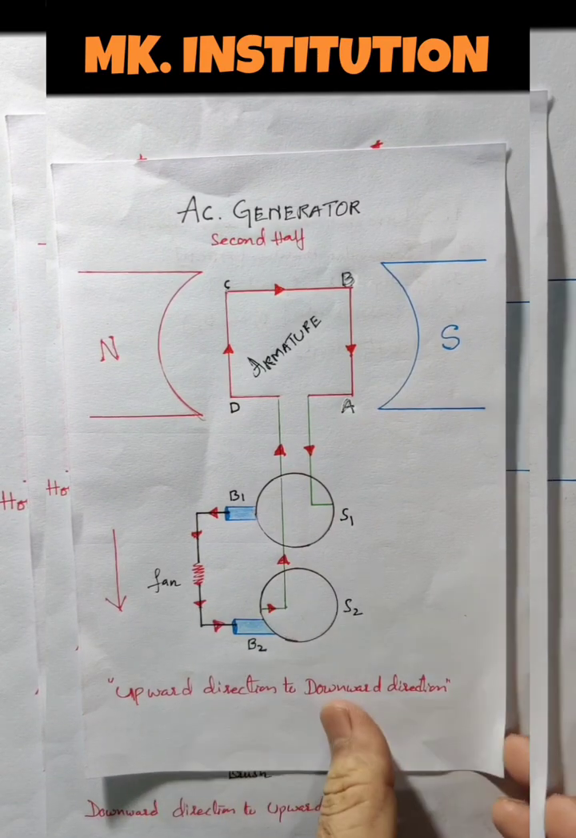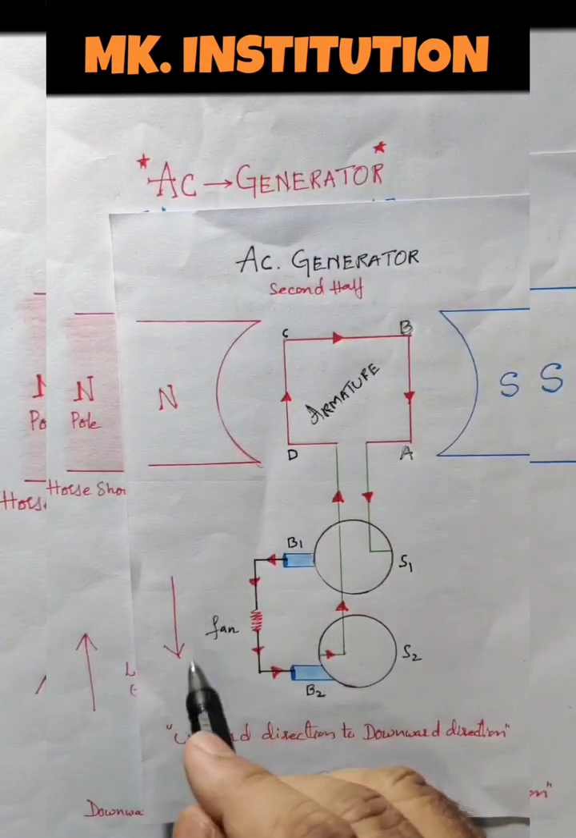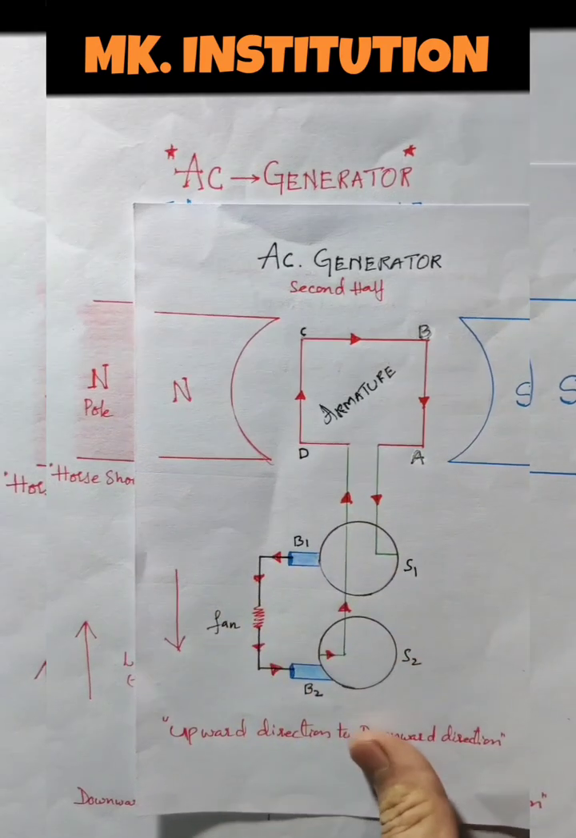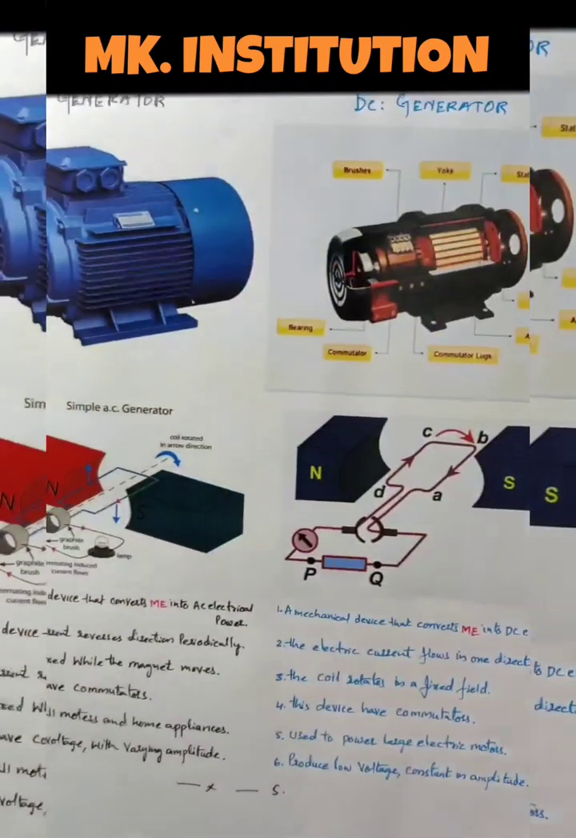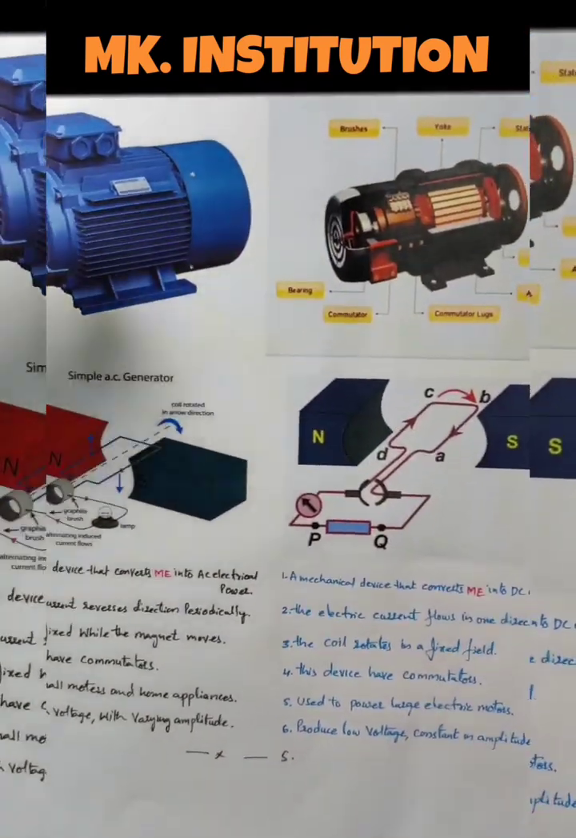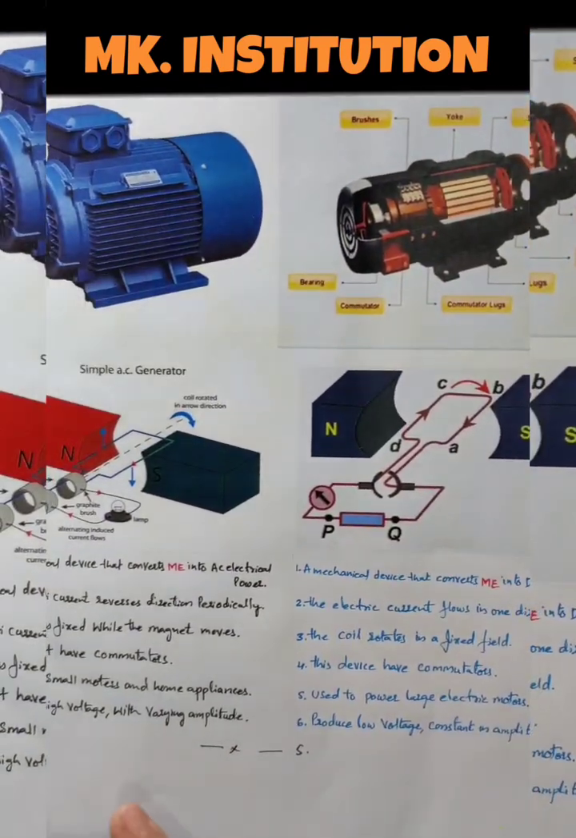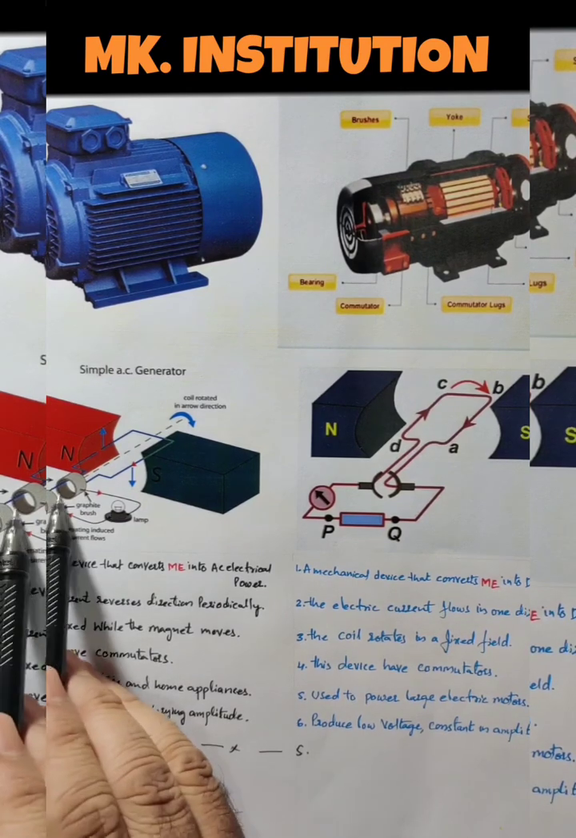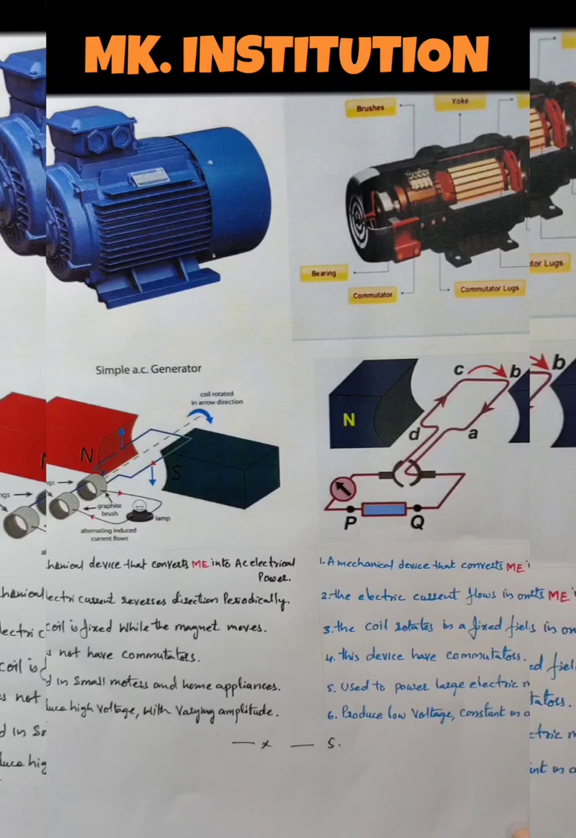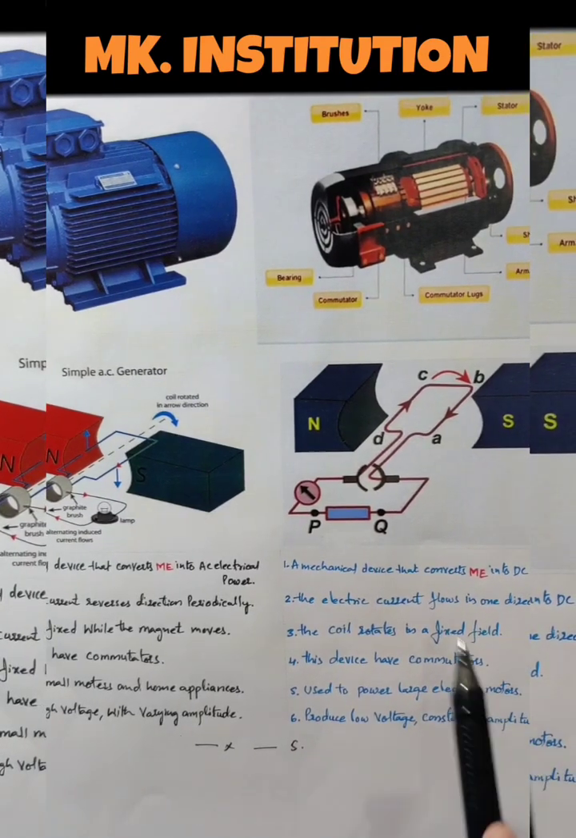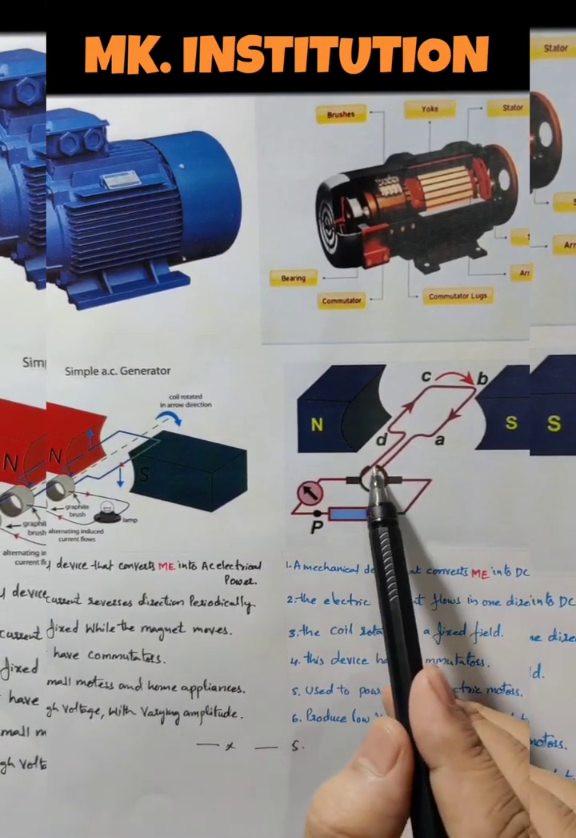Clear? This is understood, alternate here. That's the reason the name is given as alternate current generator, isn't it? So these some differences are there. The next one does not have the commutators. Here you can't find any commutators in AC. In AC you don't have the commutator, whereas here it has the commutator.